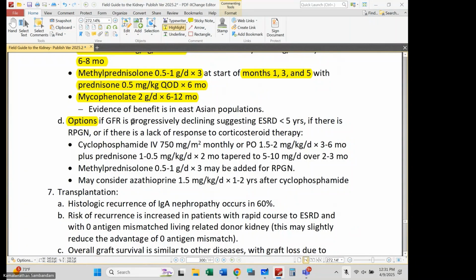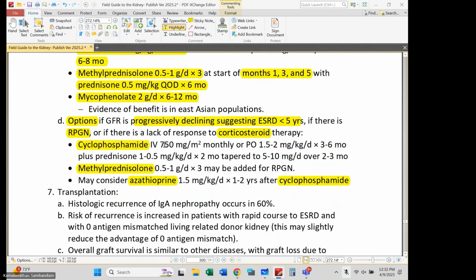If I have progressive decline in GFR, suggesting ESRD in less than 5 years, or if I have a presentation with RPGN, or if you've tried your corticosteroids and it's not working, you can then consider interventions like cyclophosphamide, more steroids, and adding azathioprine after cyclophosphamide. But these are very limited data sets that support these. I'll even transparently convey the one small study looking at the usefulness of cyclophosphamide in IgA nephropathy, which was a JASN paper, but still small and underpowered and with a lot of flaws, was oral cyclophosphamide.